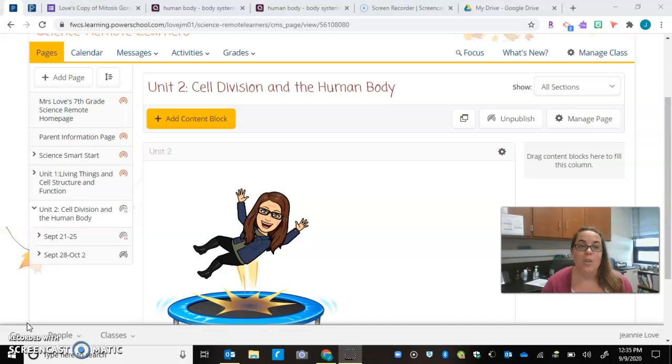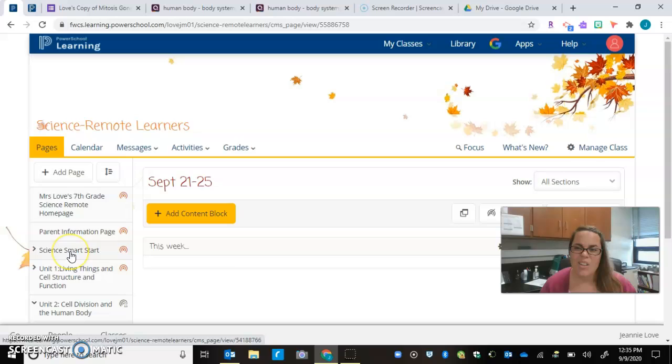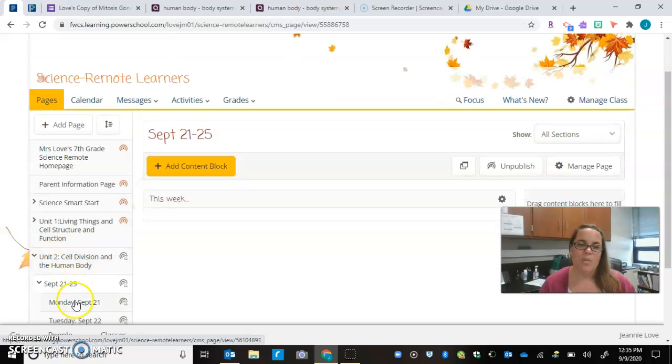You should notice, if you are looking at your PowerSchool page, you have a new unit. Unit 2 popped up today: cell division and the human body. So we are going to look at how our cells multiply and divide. To start us off, we are going to look at when things go wrong. What happens when that goes wrong?